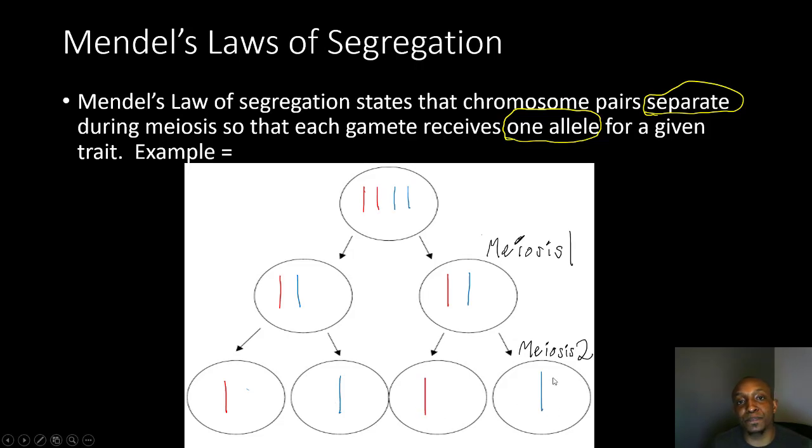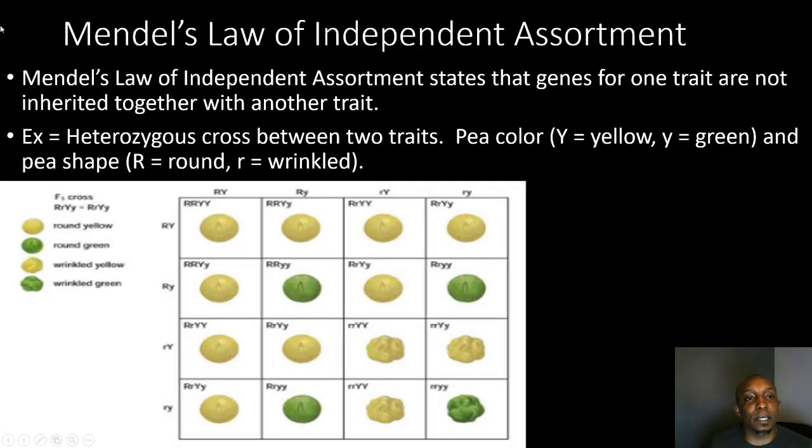And now let's take a look at Mendel's Law of Independent Assortment, which states that genes for one trait are not inherited together with another trait, which means that most genes don't come linked together. For example, if you look at this heterozygous cross between two traits, we're looking at pea color and pea shape. Notice that the pea color and the pea shape don't come directly linked with each other.